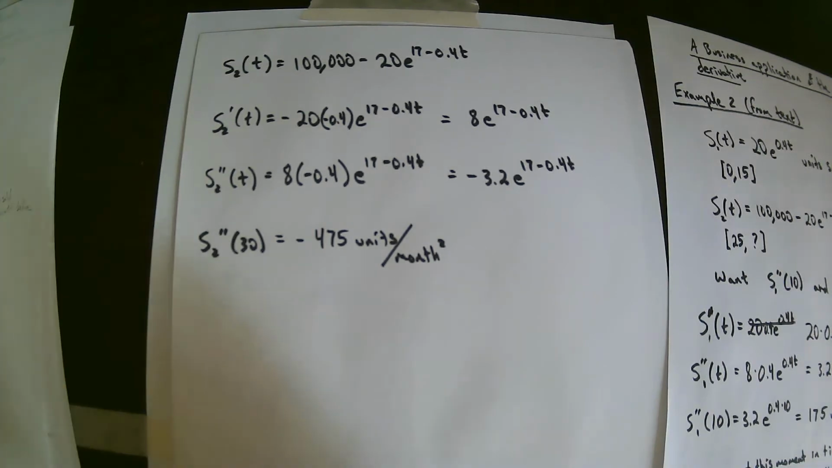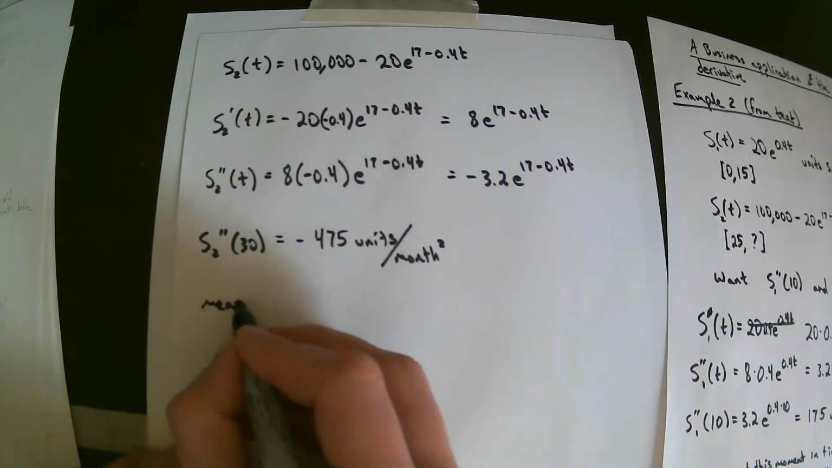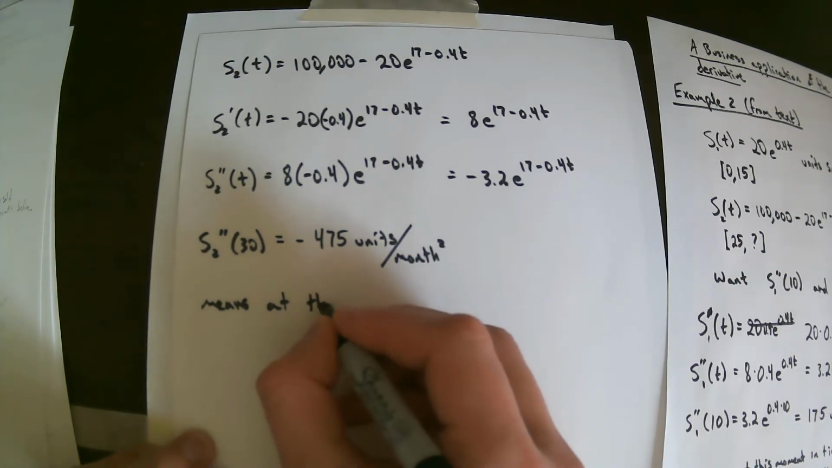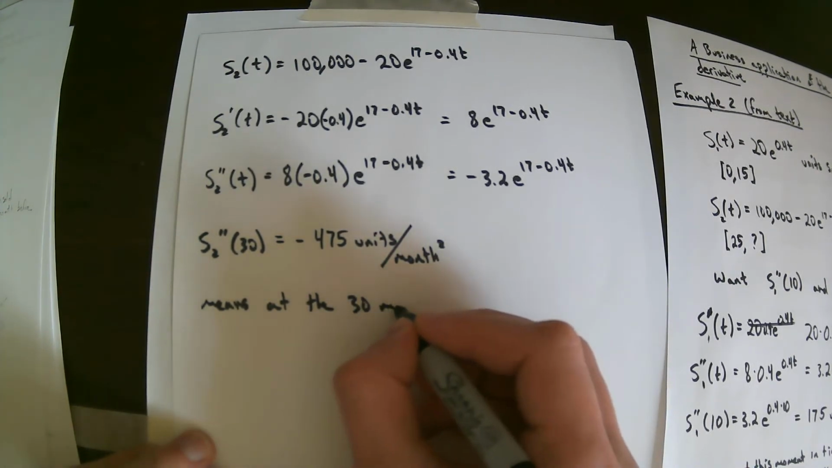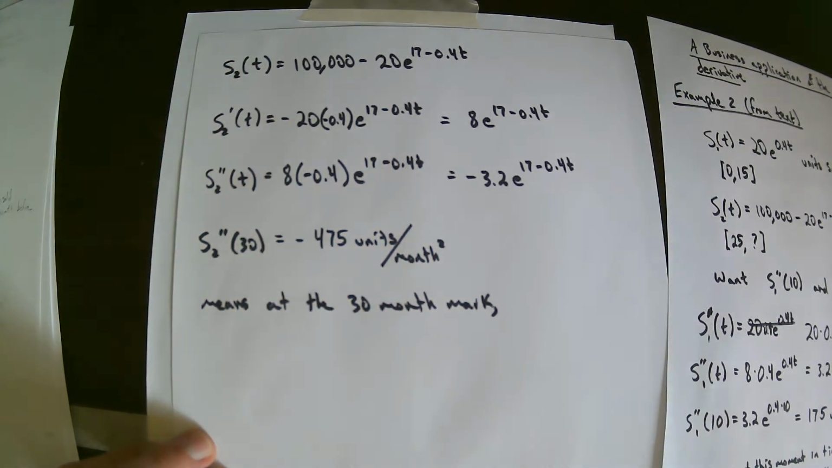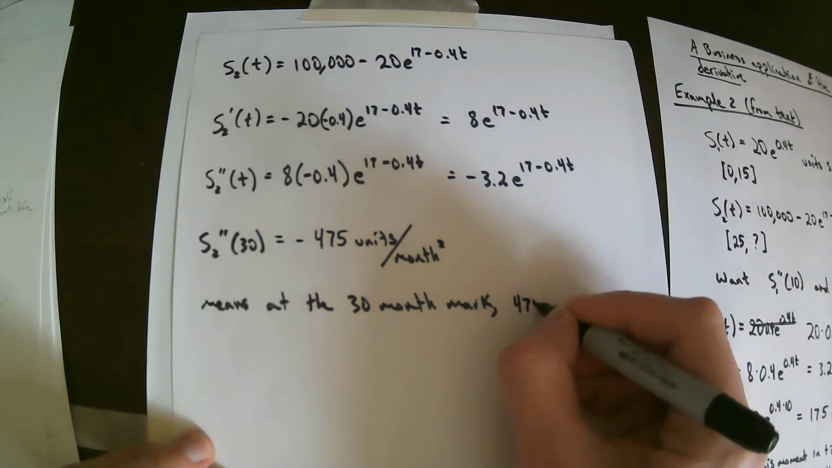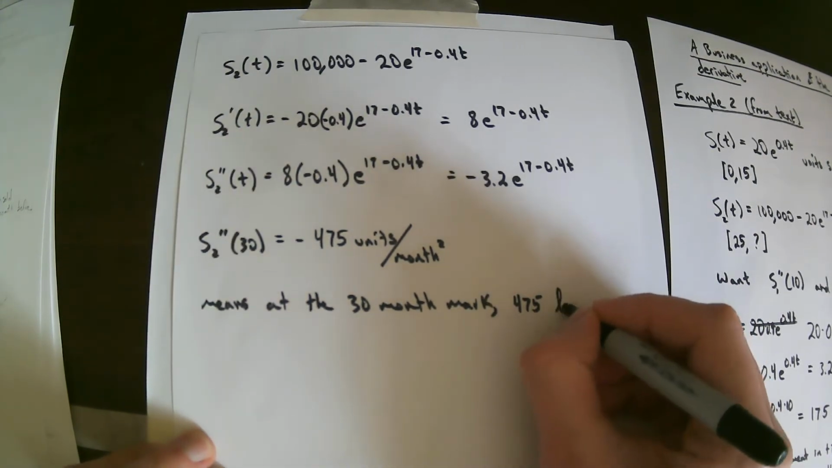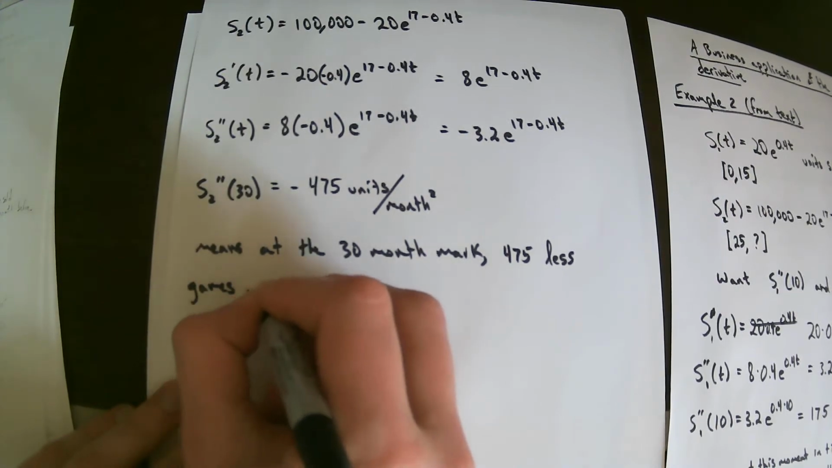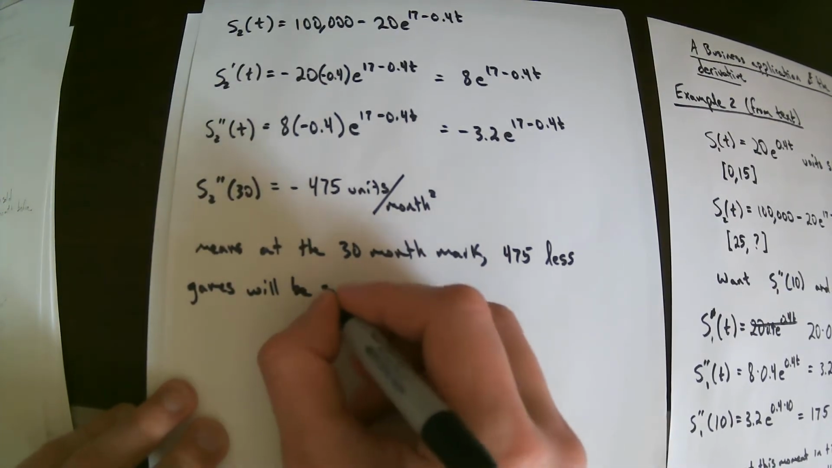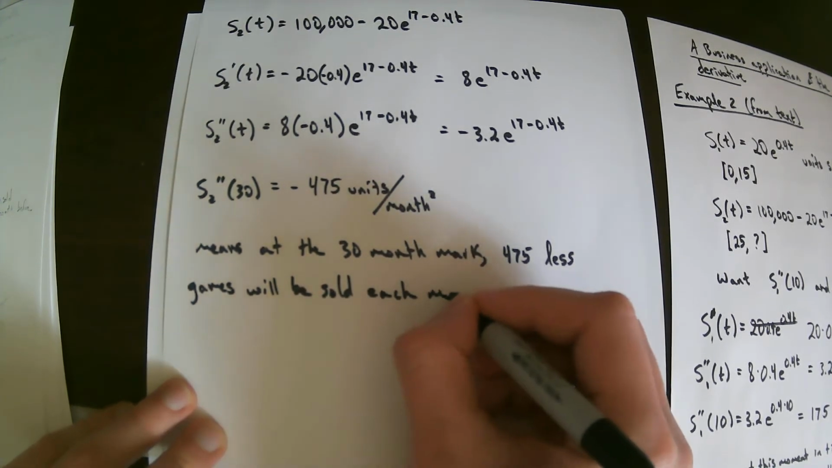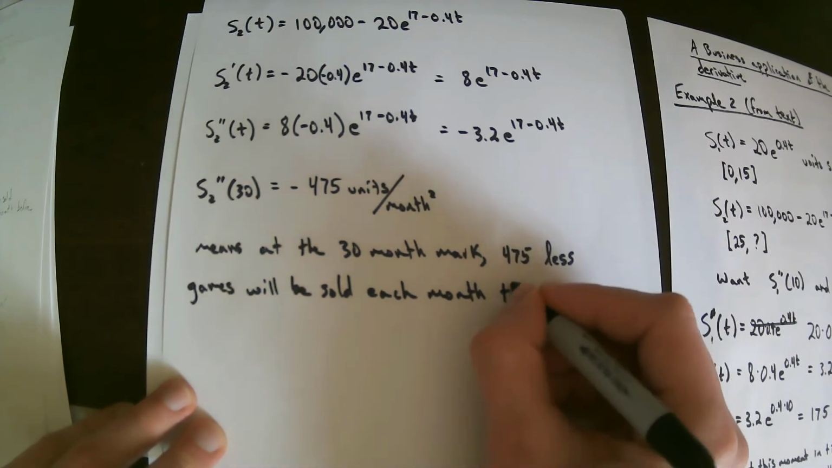This means at this moment in time, I'll say at the 30-month mark, 475 fewer games will be sold each month than the previous month.